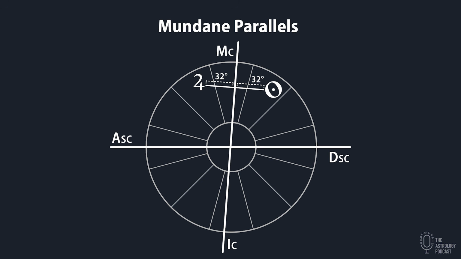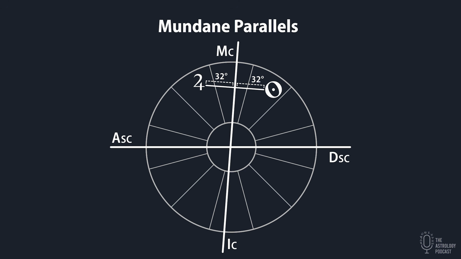All right, so imagine, if you're listening to the audio version, you've got a chart and you have the midheaven degree, the meridian, up at the top of the chart. And let's say the Sun is over to the right of the midheaven, about 32 degrees away. And let's say Jupiter is over to the left of the midheaven, also 32 degrees away. So this would be called a parallel, or a mundane parallel, because both of the planets have a similar connection to the midheaven degree based on just the positions.